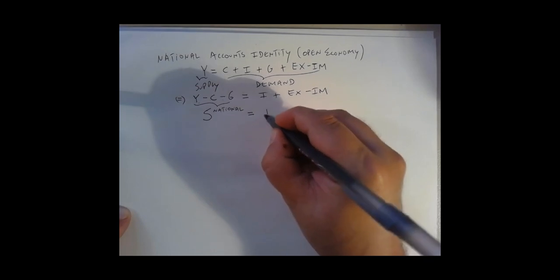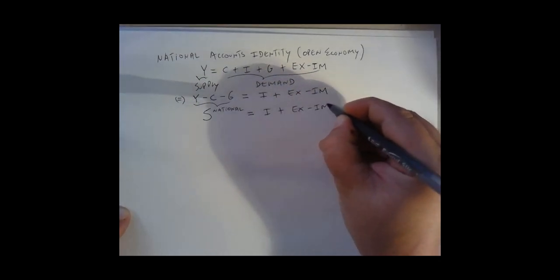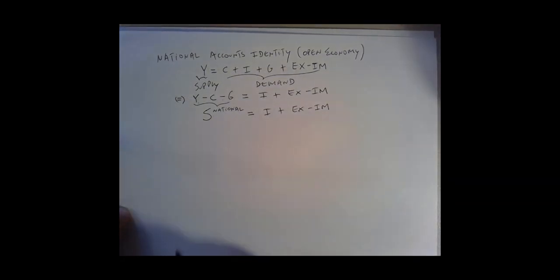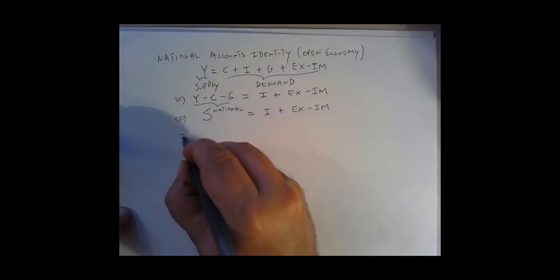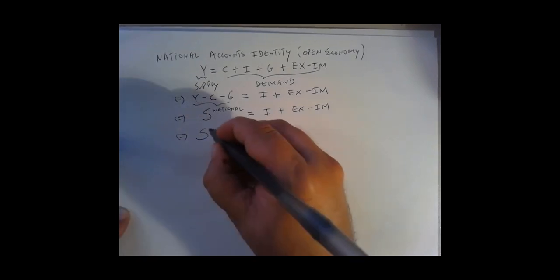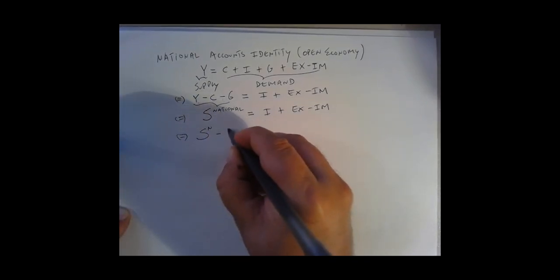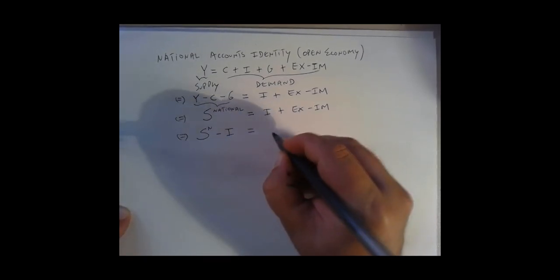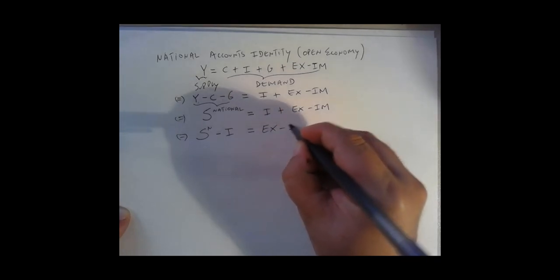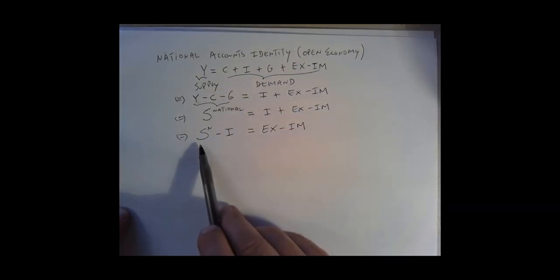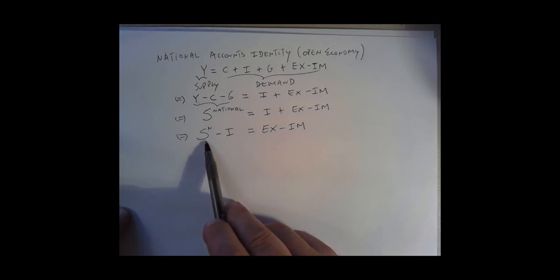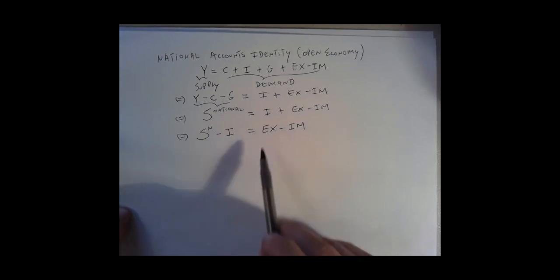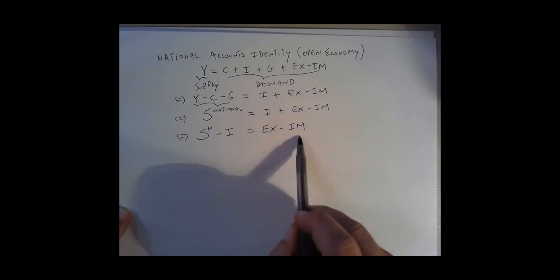So national savings is equal to investment plus the difference between exports and imports. Now let's move the investment to the left hand side. So what we have here is the difference between what is saved and invested must equate the difference between what is used for exports and what we get through imports.